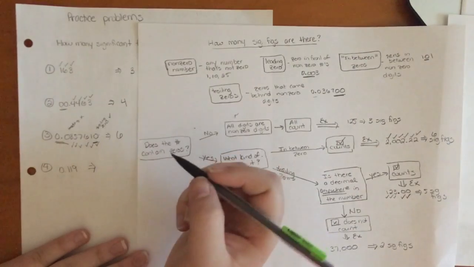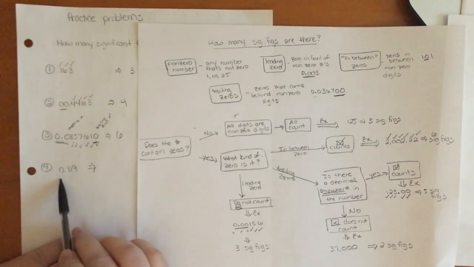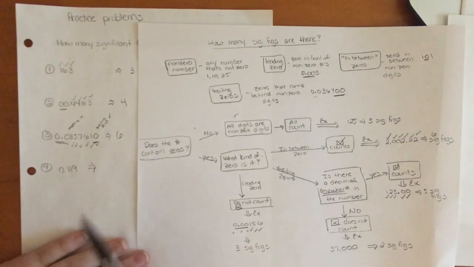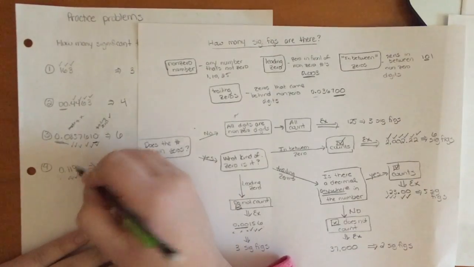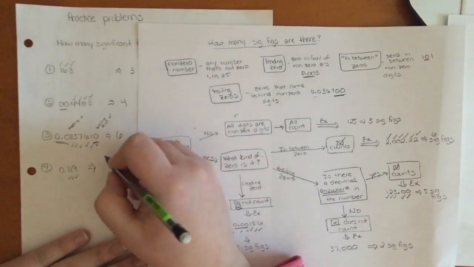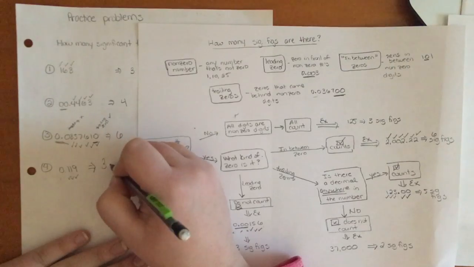And for this problem, we have a leading zero. Leading zeros don't count. And then we have 3 non-zero digits for 3 significant figures.